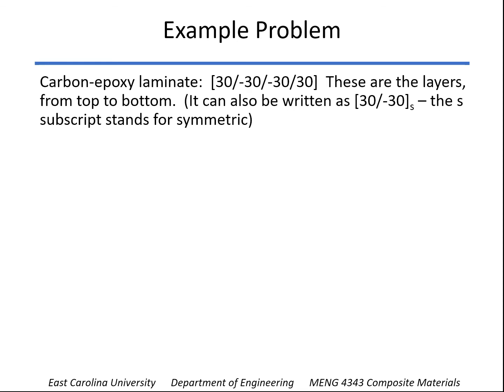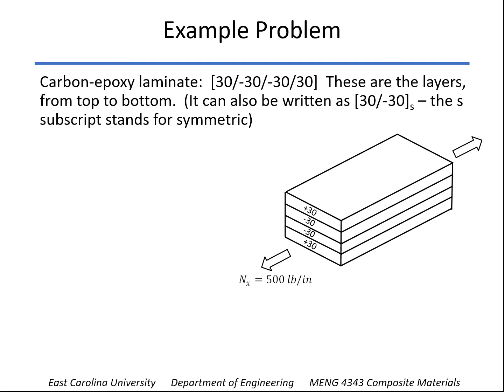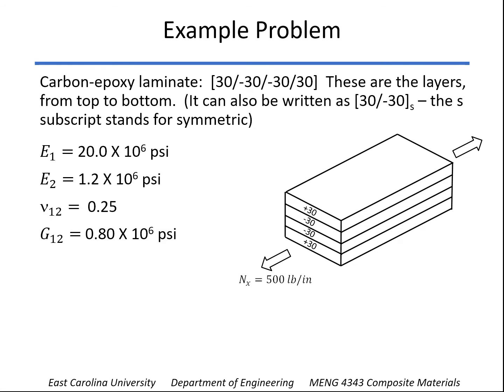So it is symmetric, and we can write it in the brackets here as 30 / minus 30, and then put a little s on there. The s means that it is a symmetric laminate. And so there's a diagram of that. We're going to apply a load of 500 pounds per inch in the x direction.